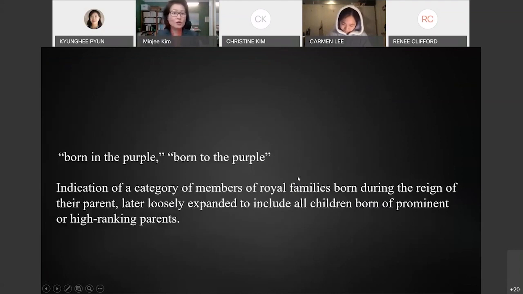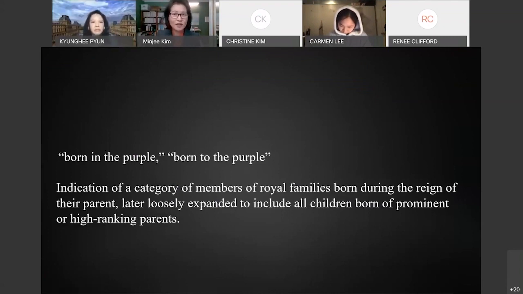And have you heard about born in the purple or born to the purple? The English phrase was an indication of a category of members of royal families born during the reign of their parent. This phrase later loosely expanded to include all children born of prominent or high-ranking parents. So at this point, we can tell that regardless of east or west, purple denoted supreme status.